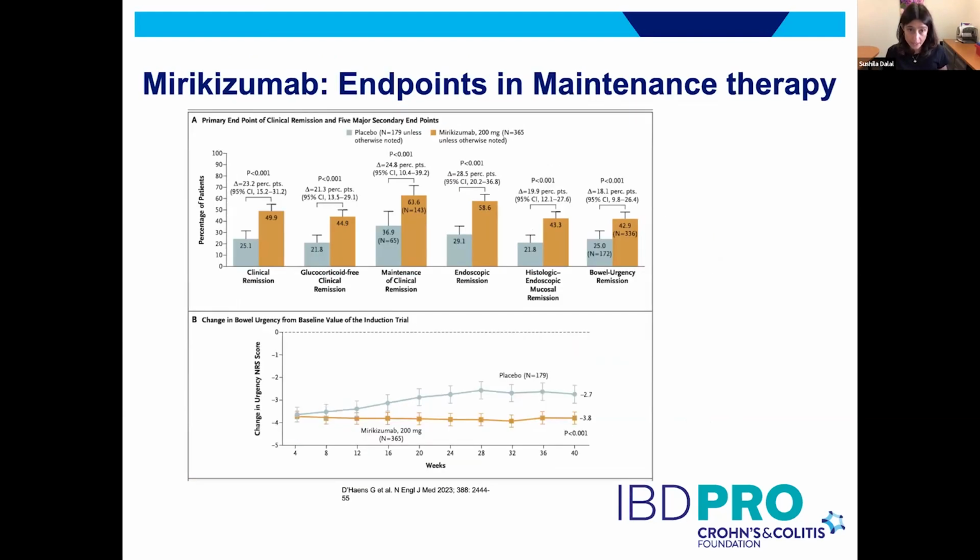Okay, so endpoints in maintenance therapy. As we got into maintenance, we can see that mirikizumab met its endpoints as well. And so you can see that things stayed pretty stable as the change in bowel urgency. Once they reached that improved score, it stayed pretty stable. It was a durable response.